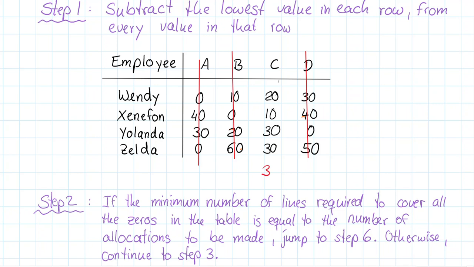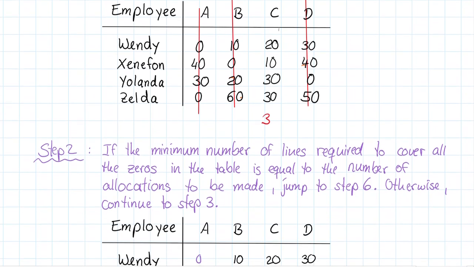Okay, 3 lines. So the minimum number of lines required to cover all zeros, in this case, is 3. If that is equal to the number of allocations to be made, jump to step 6. So how many allocations do we have to make? So we have 4 people, 4 machines. Well, that is 4 allocations. So 3 is not equal to 4. Therefore, we cannot jump to step 6. Otherwise, continue to step 3. Okay, step 3.